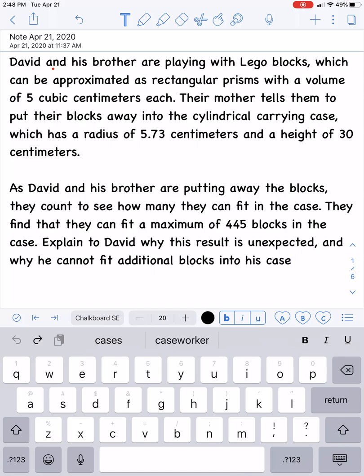As David and his brother are putting away the blocks, they count to see how many they can fit in the case. They find they can fit a maximum of 445 blocks in the case. Explain to David why this result is unexpected and why he cannot fit additional blocks into his case.